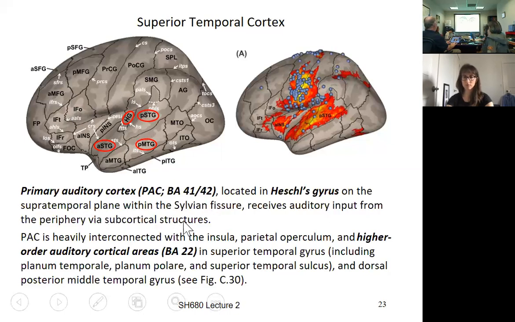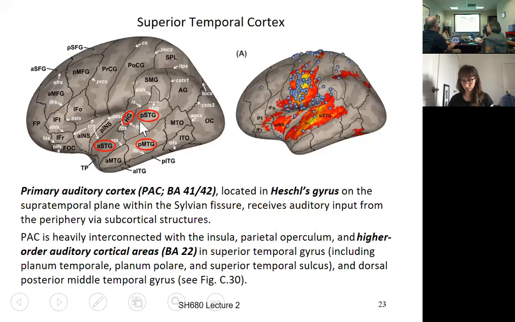Primary auditory cortex gets most, if not all, but most of the input from the periphery, and then it goes to the higher order auditory cortical areas. Primary auditory cortex is usually referred to as BA 41, 42, or maybe just 41, with 42 being secondary, depending on the author. But those are all on Heschl's gyrus.